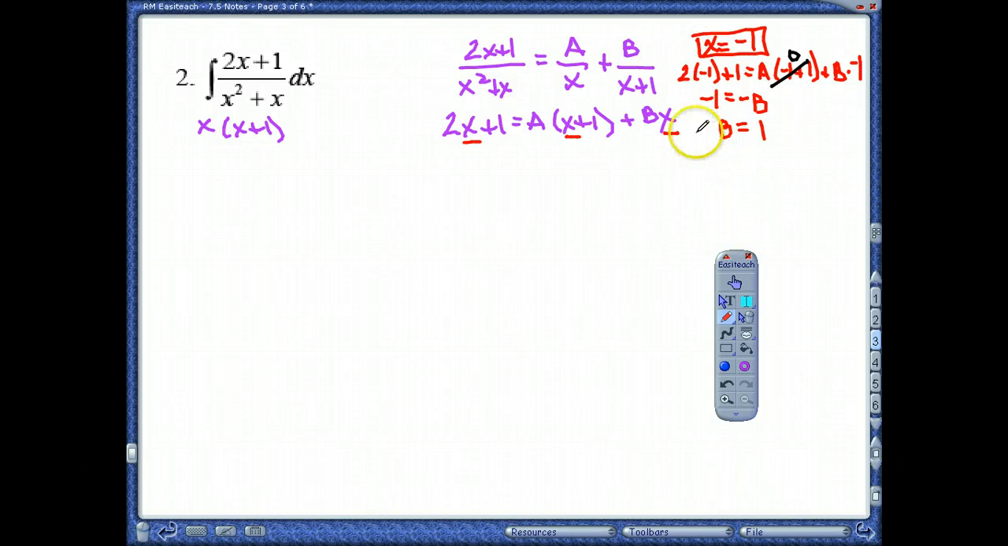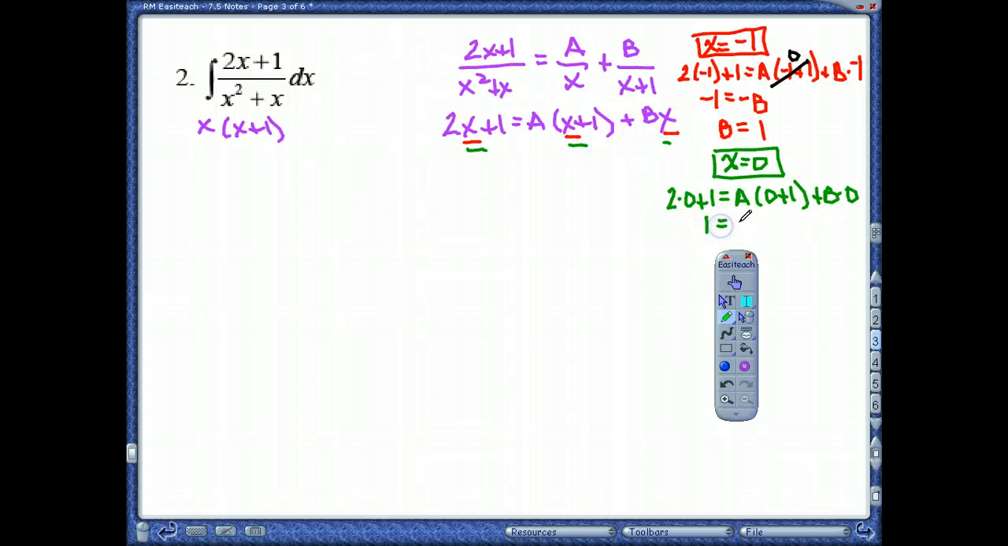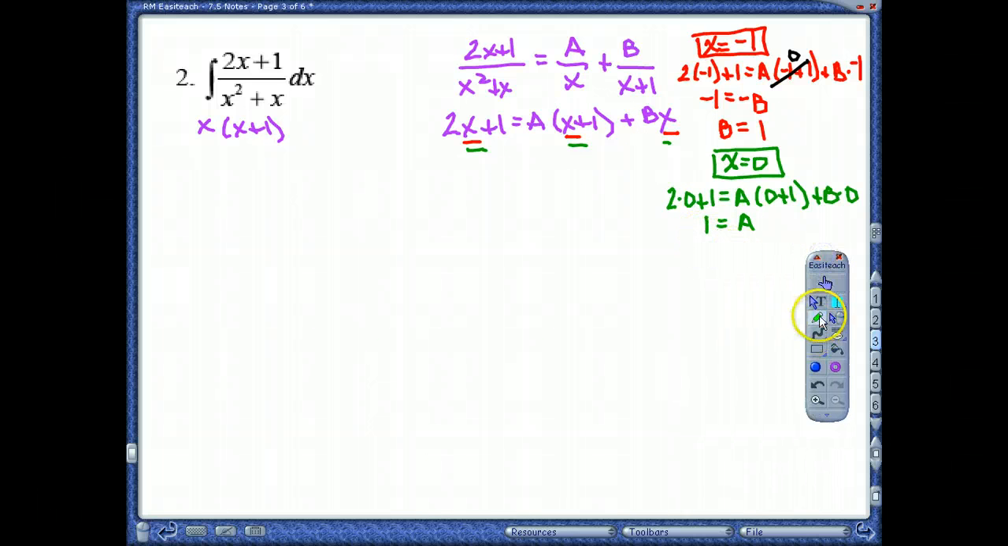Now I need to find out what a is, so I need to cancel b out. Well, if I put in x equals 0, that's going to help me knock out the b, because then I'll have 2 times 0 plus 1 equals a times 0 plus 1 plus b times 0. So I'm putting zeros in now for all of the x's. So that's going to give me 1 equals a. Wow, that was fast.